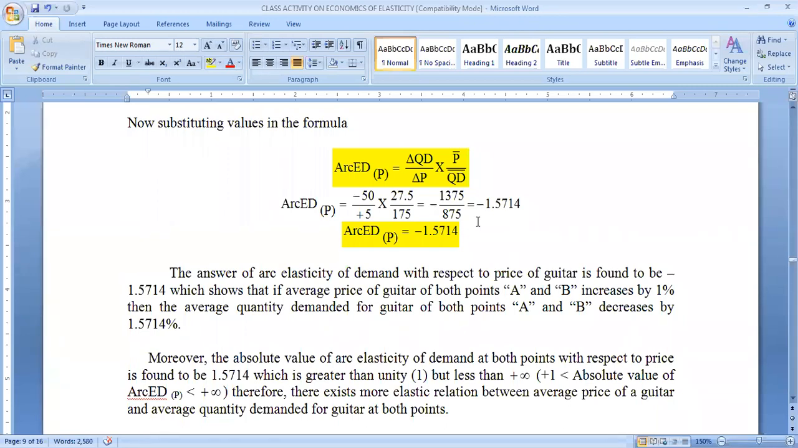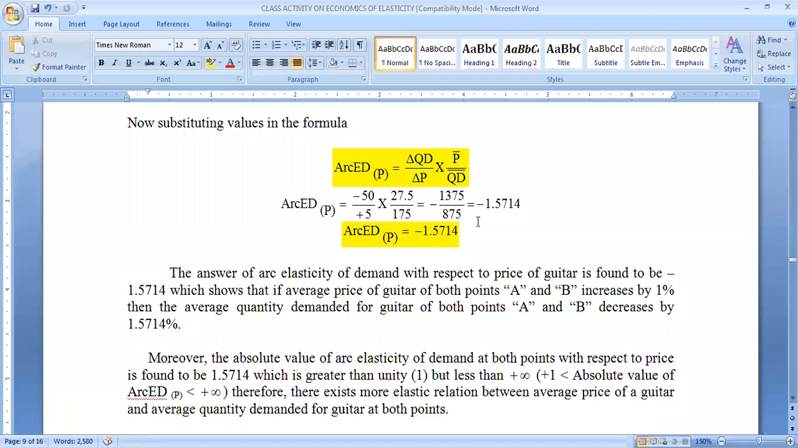So minus 1.5714 is going to be the arc elasticity of demand with respect to price. Okay, now let's interpret this coefficient.